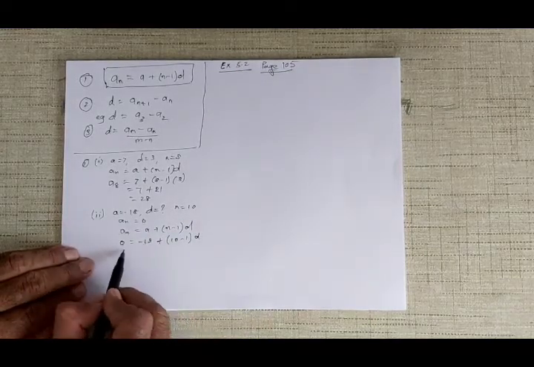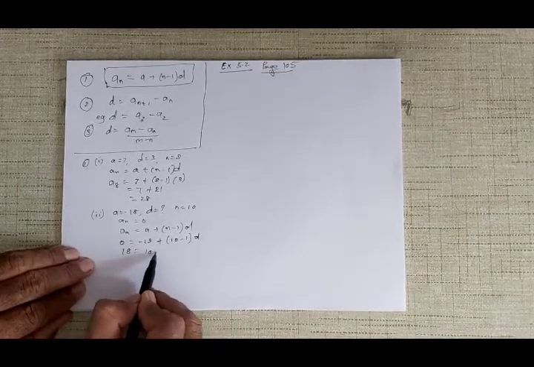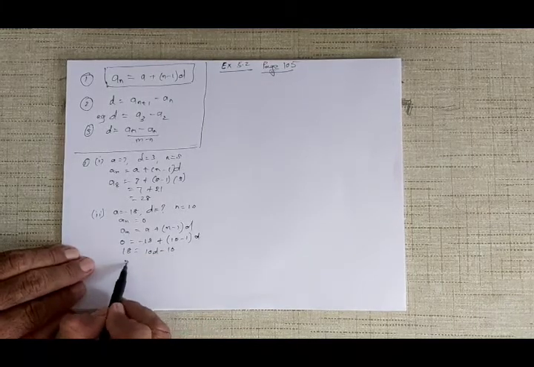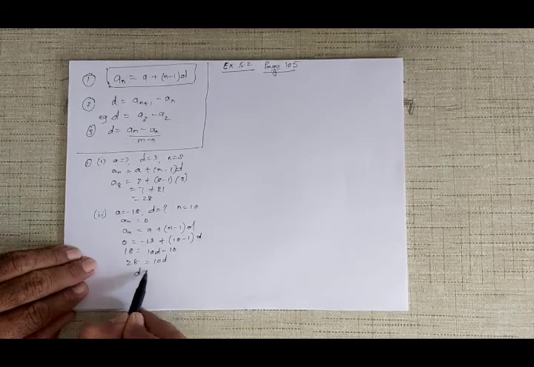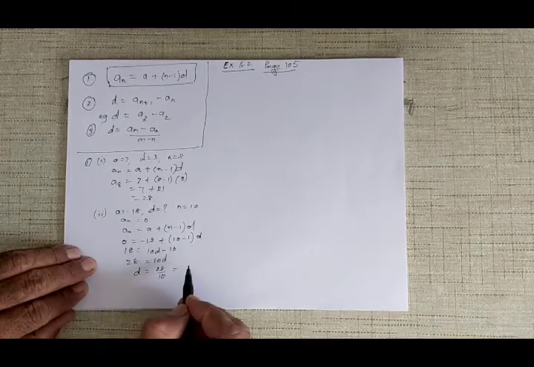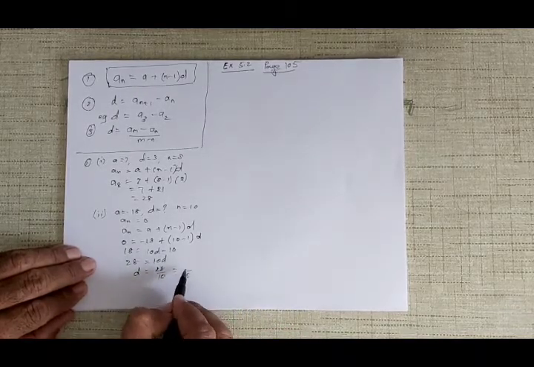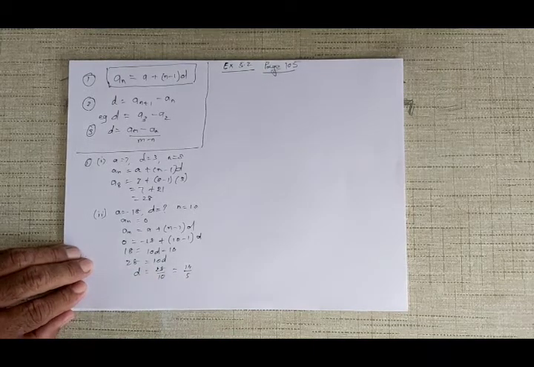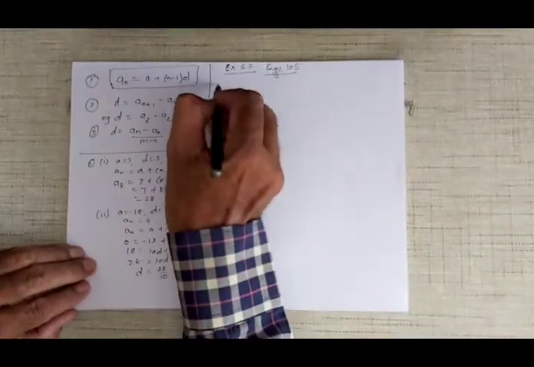Minus 18 on this side will become plus 18, is equal to 10d. Taking 10 on this side, it becomes 28. So 28 is equal to 10d, or d is equal to 28 upon 10. Cancel by 2, so 2 5s are 10 and 2 14s are 28. Remember, d can be a fraction, n should not be a fraction. Let us take the next one.